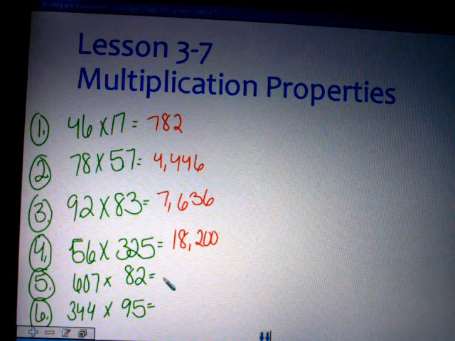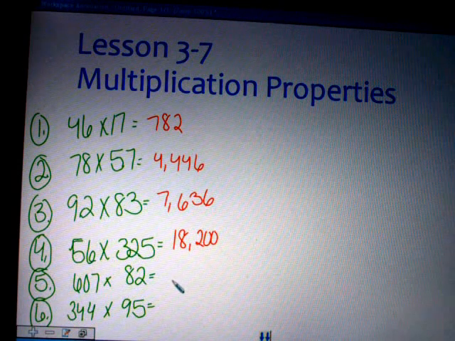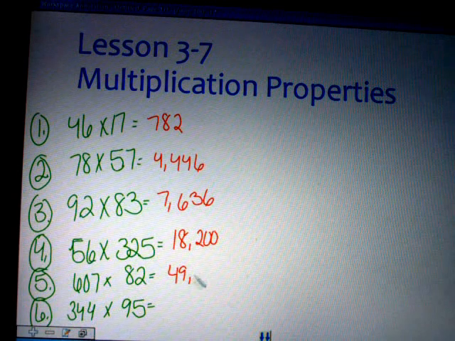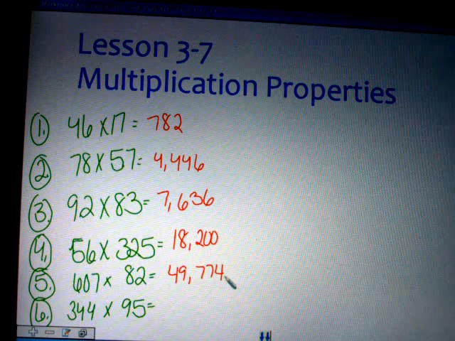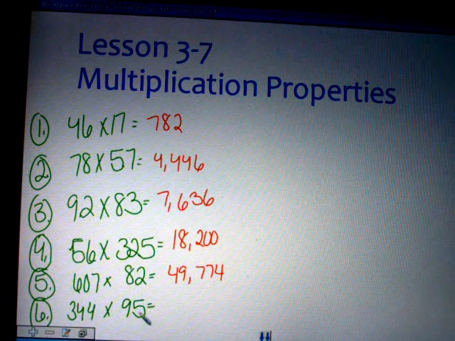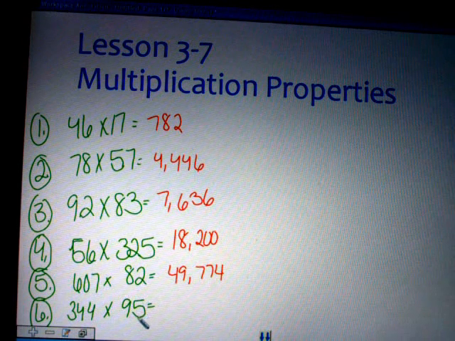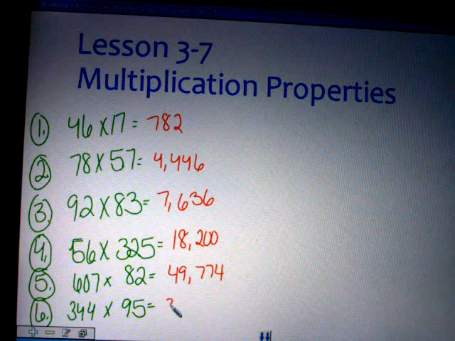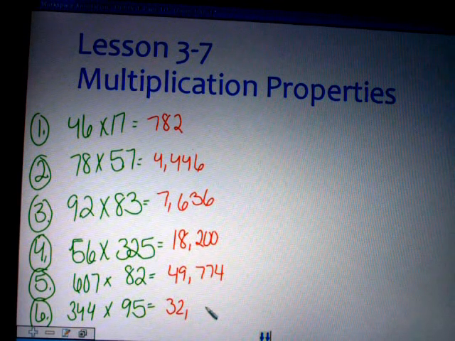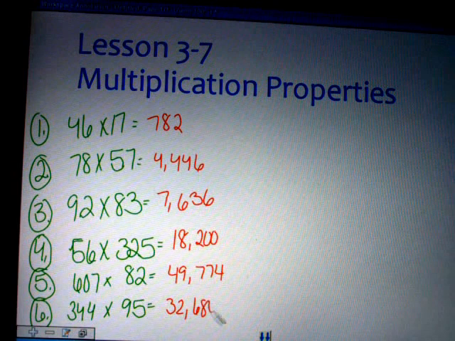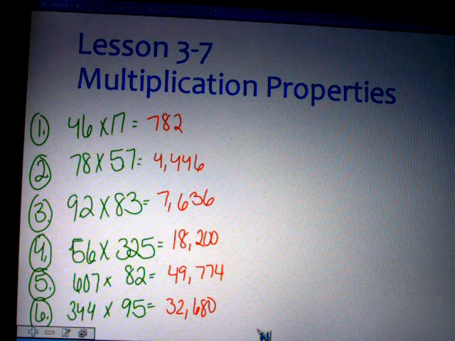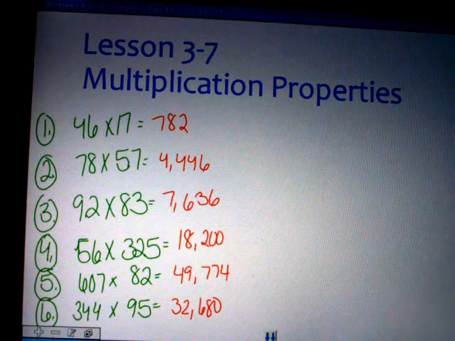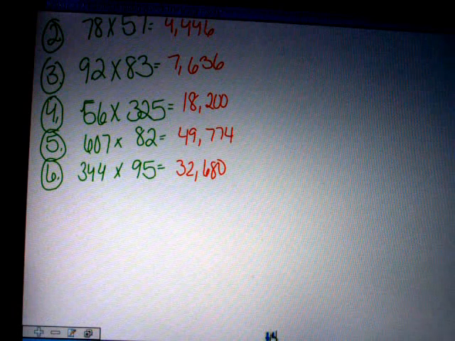Oops, one too many zeros. There we go. And when I do 607 times 82, I get 49,774. And when I do 344 times 95, well, if I up that to 100, that'd be 34,400. And when I multiply that actually out, I get 32,680. So hopefully you were able to come up with answers that were the same as mine, and if not, make sure that you take time to solve through and figure out why it is you got what you got wrong.